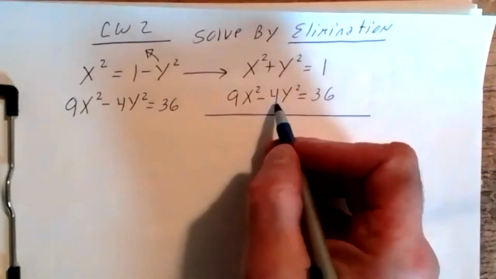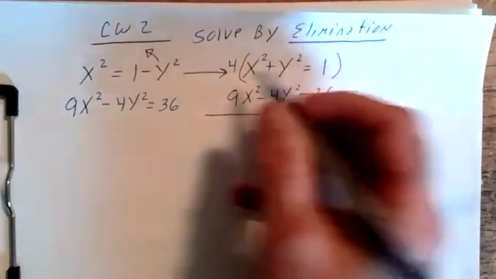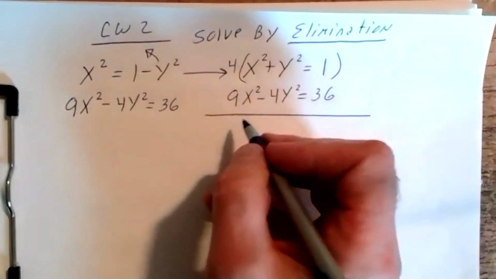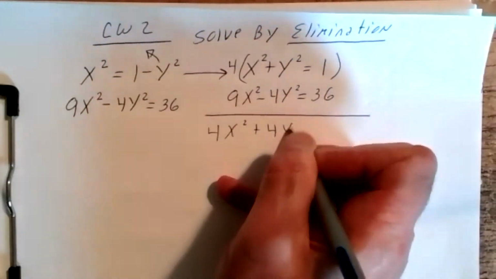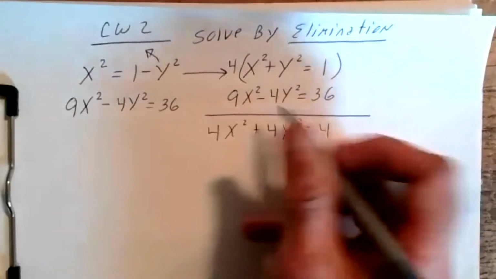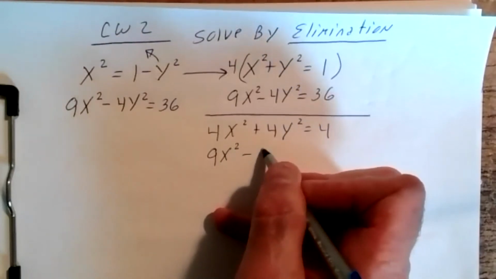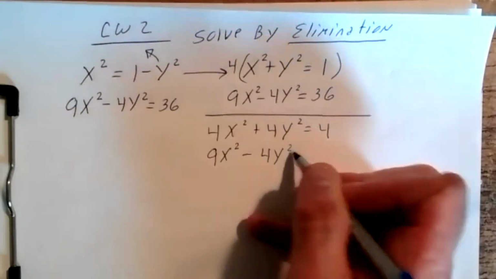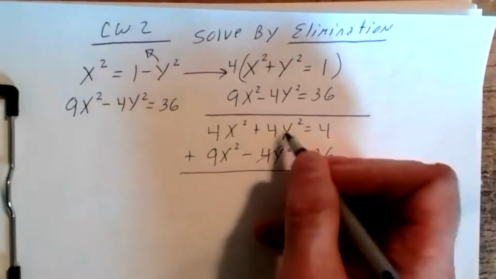Okay, to get rid of Y, we would multiply this first equation by 4. So when we do that, our new equivalent first equation is going to be 4x squared plus 4y squared equal to 4. Second equation, I'll slide underneath this equation unaltered. Now we add these equations together. Notice the y's are eliminated.